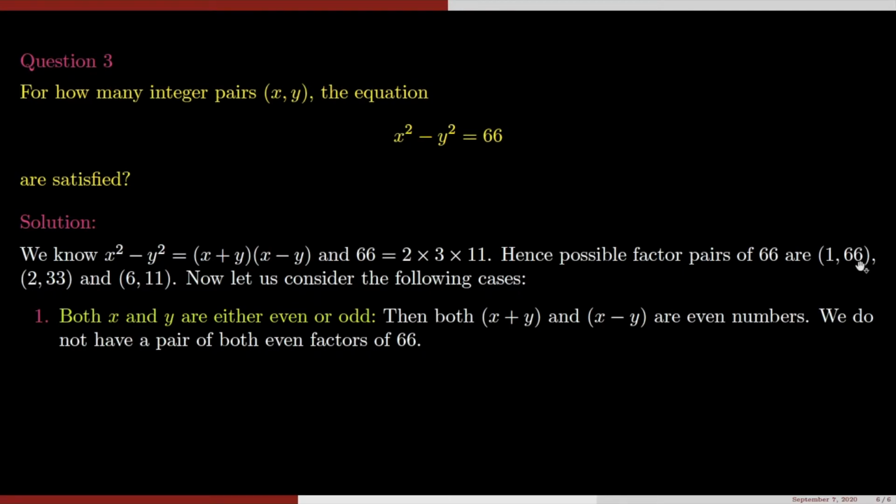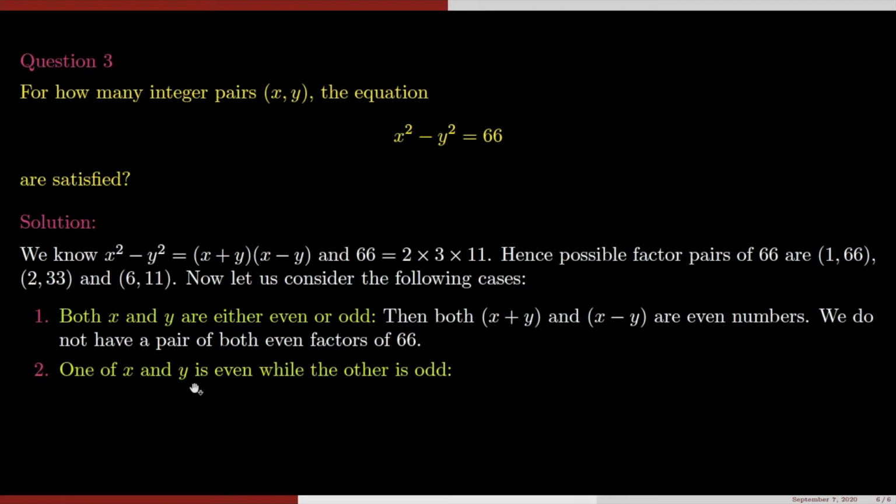See, 1 and 66: odd, even. 2 and 33: even, odd. 6 and 11: even, odd. We do not have a pair of both even factors of 66. So both x and y cannot be even or odd simultaneously.